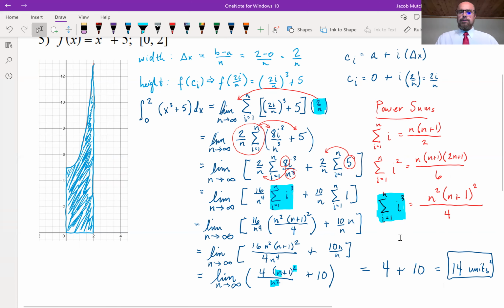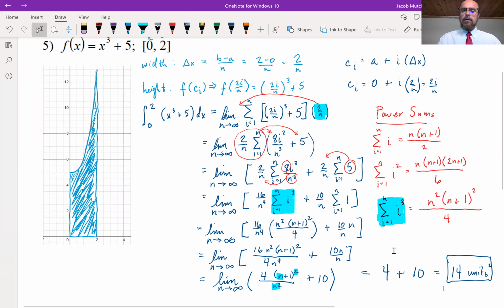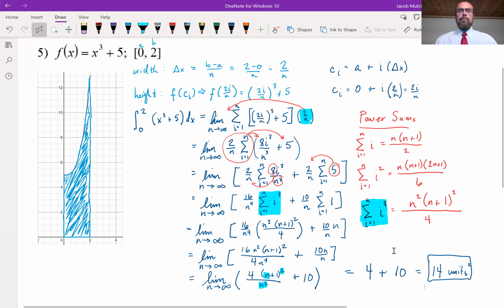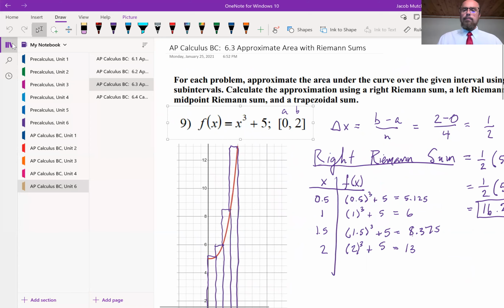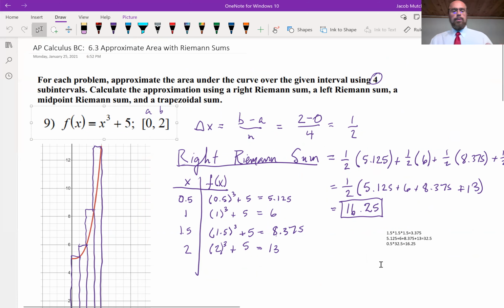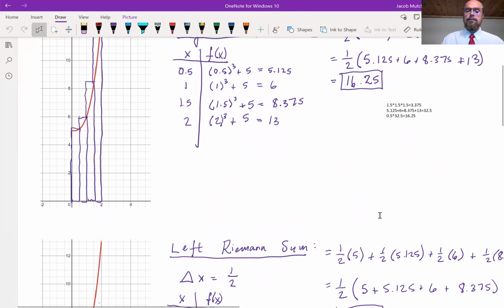It's not an estimation. Just to compare it with our estimations, which were the Riemann sums with the different places where the rectangle would hit the function, either at the left endpoint, the right endpoint, or the midpoint of the rectangle, or the trapezoidal. Let's compare. We know that the area is now 14. Let's take a look back at our estimates. The right Riemann sum, which we had identified as an overestimate, calculated as 16 1/4. If the actual value is 14, it's over by 2.25.